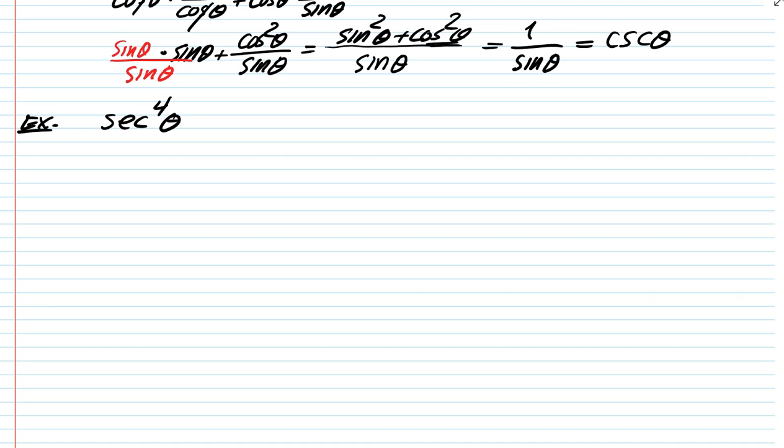Let's say I have secant to the 4th minus secant squared theta. I don't know if I should give you the right side. Yeah, let me write it down.